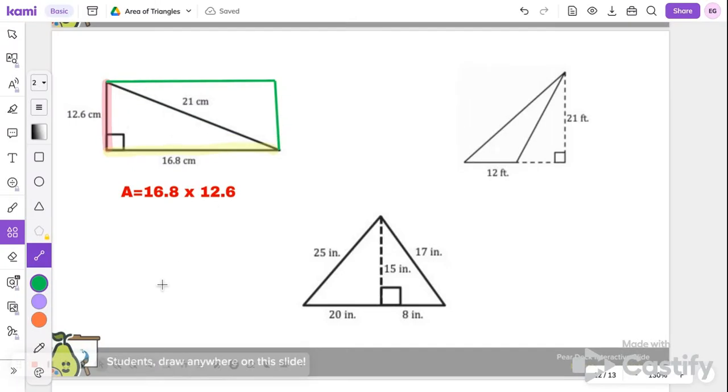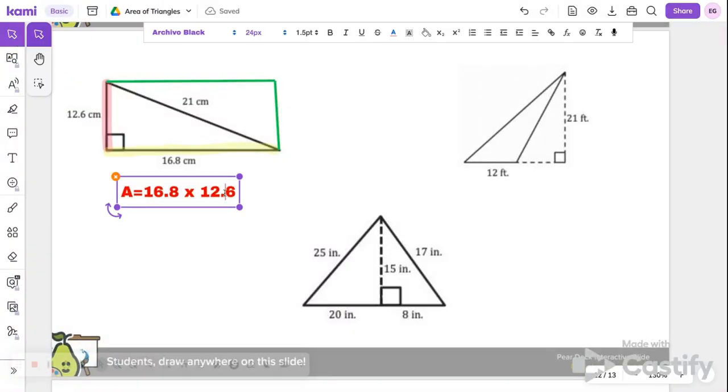So I'm going to go ahead on my calculator and type that information in. I am okay with you guys using calculators on this. Okay, and all right, we would get 211.68 centimeters, but that would be if we had the rectangle.